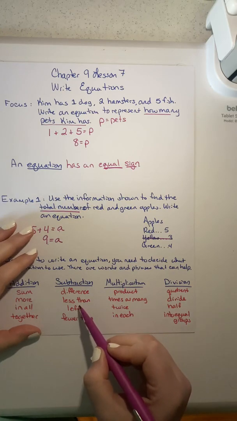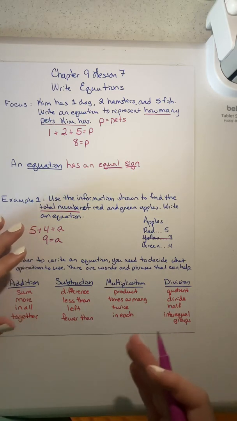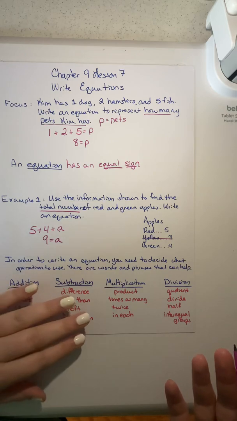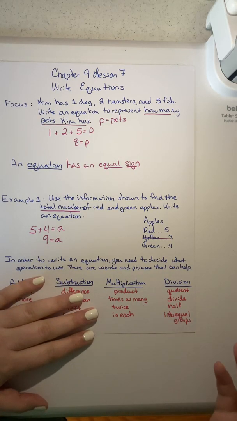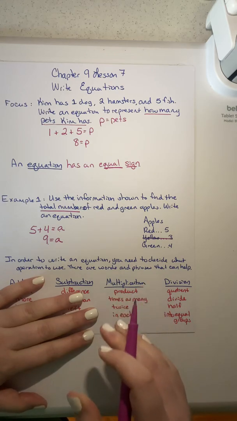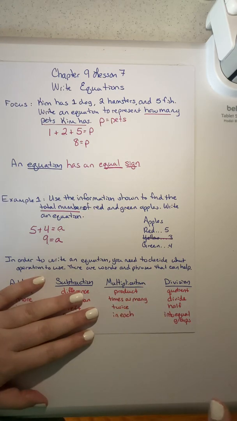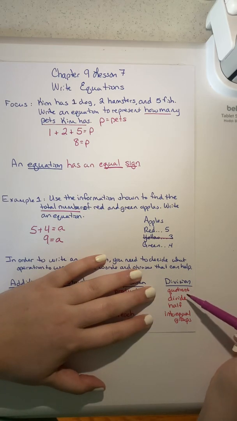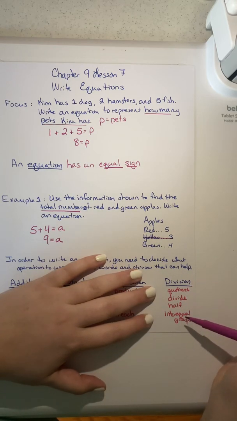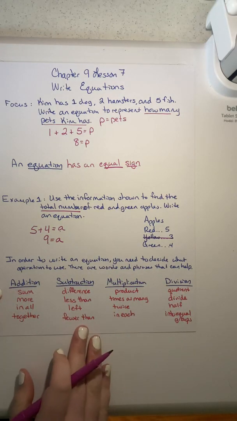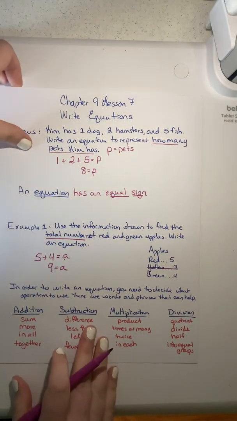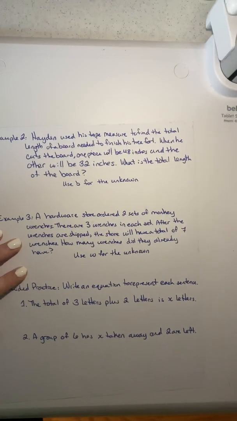Subtraction, if it says difference, less than, left, or fewer than, more than likely you're using subtraction. For multiplication, you can use product, times as many, twice, or in each. So if a problem has any of those words in it, multiplication is the way you're going to use. And division, you have quotient, divide, half, or into equal groups. So you're going to be using division if any of those say that. So these are just examples. There might be other ones too, but these are the more common ones that you'll see if it tells you to do something. Okay, so let's go ahead and go to example 2.